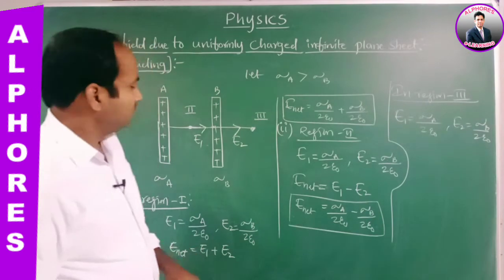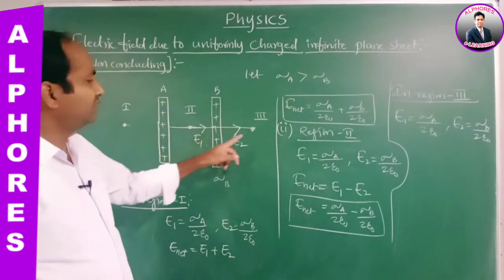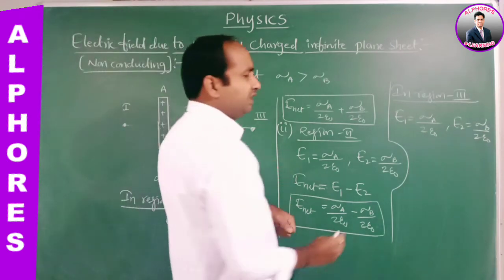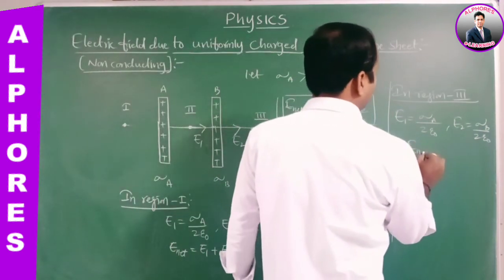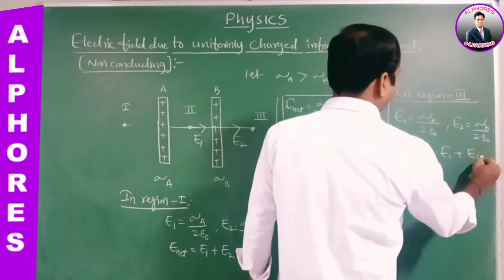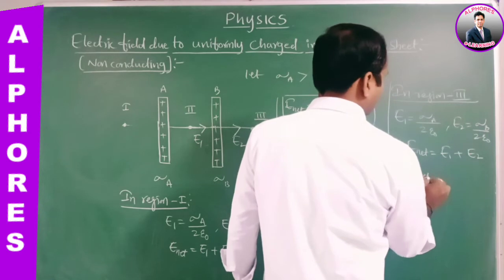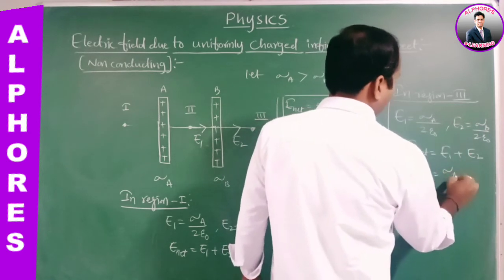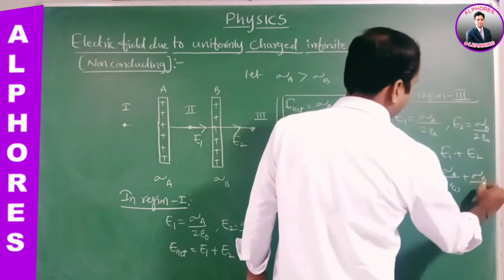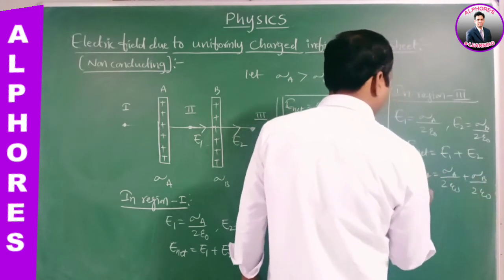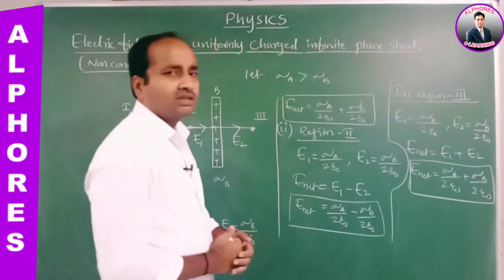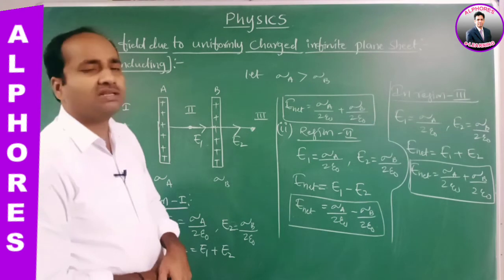Now, are both in the same direction or not? E1 and E2 are in the same direction. When E1 and E2 are in the same direction, what is the net intensity of electric field? E net is equal to E1 plus E2, that is sigma A by 2 epsilon naught plus sigma B by 2 epsilon naught.